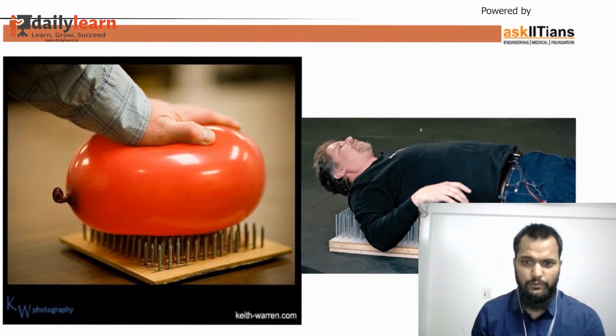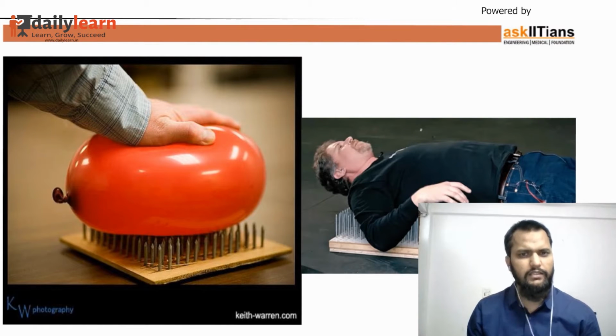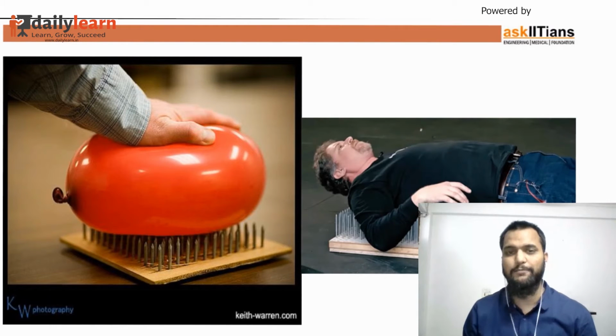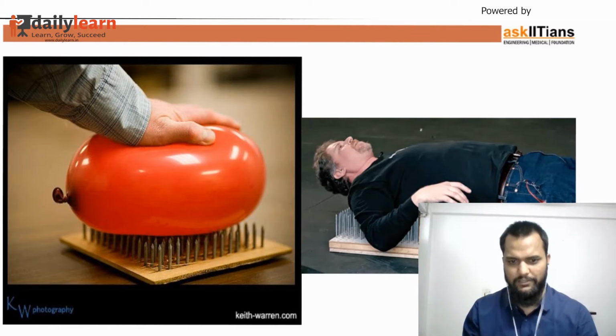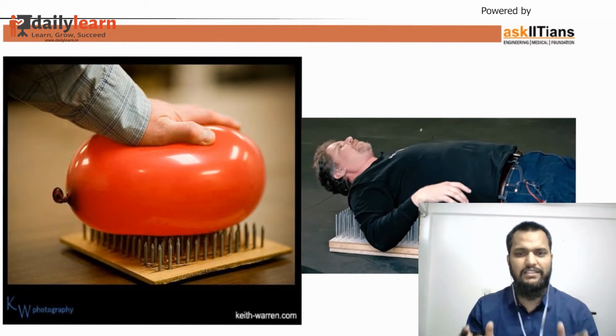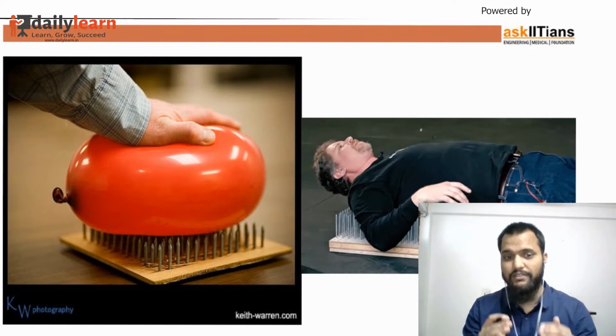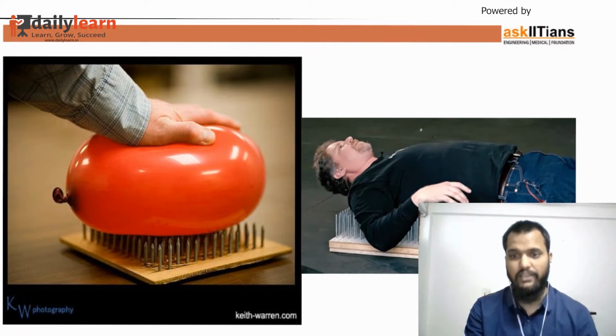Similarly, if you look, this is a physics professor. He's demonstrating pressure in the classroom. To demonstrate pressure, he is performing this experiment, lying over so many nails. Now you can see that he's not getting hurt. It's not hurting him too much. He's relatively at ease, no problem at all. So what is it which decides whether he will get hurt or not, or the balloon will burst or not? It is pressure, and we will understand pressure in detail.